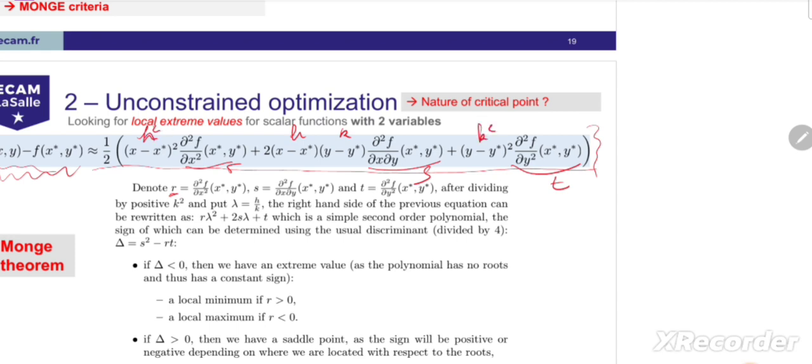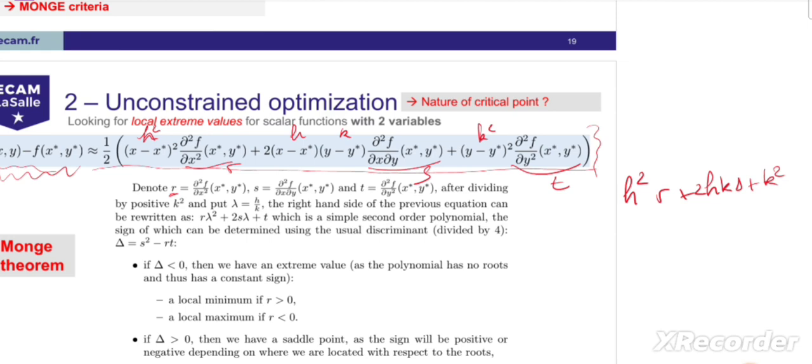so that's H square. So we have H square R plus 2HK S plus K square. Okay, so if I use those notations, this is what we get.